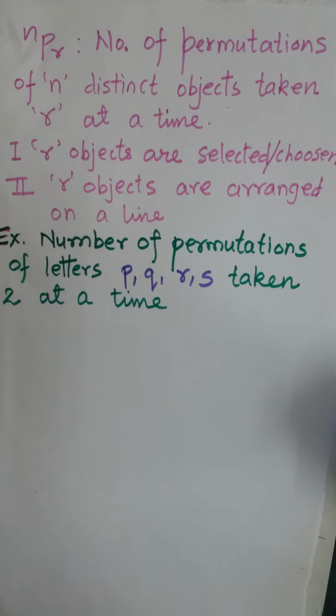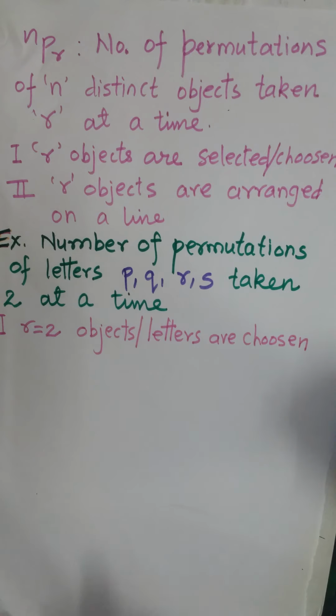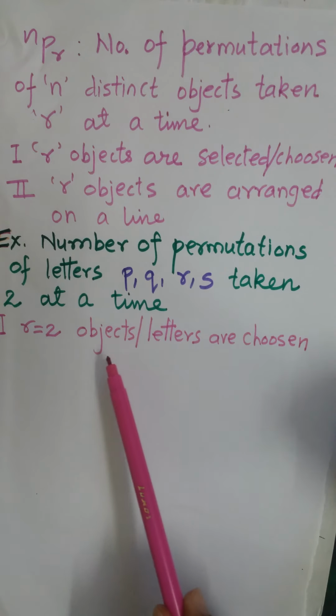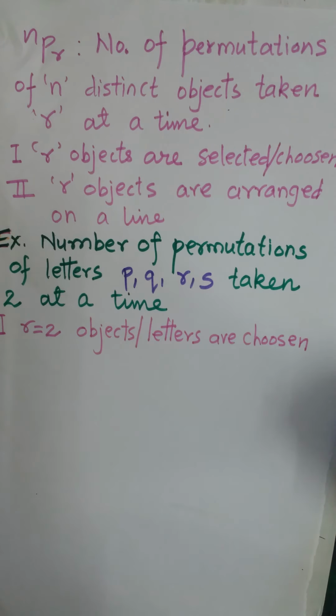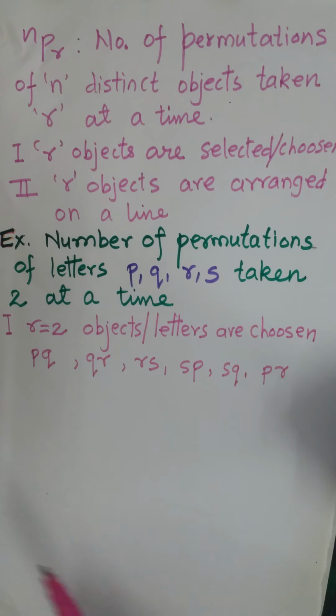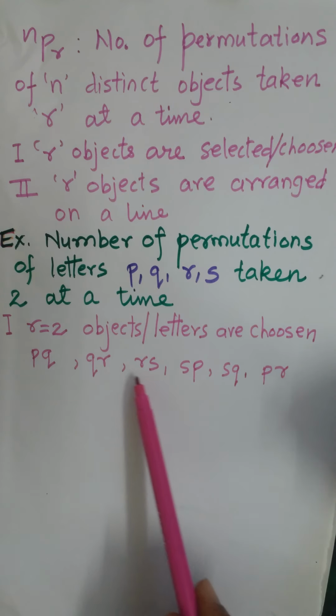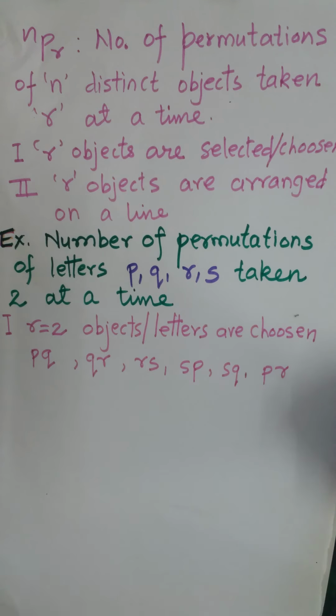So what would be the first step? Yes, the first step is that two objects, here R is 2, are selected, they are chosen. So if we choose two objects from PQRS, how many such pairs of letters are possible? Let's write them. These are the possibilities: PQ, QR, RS, SP, SQ, PR.